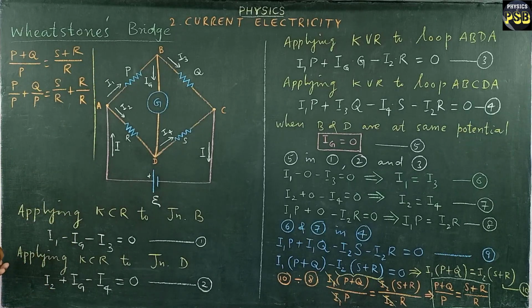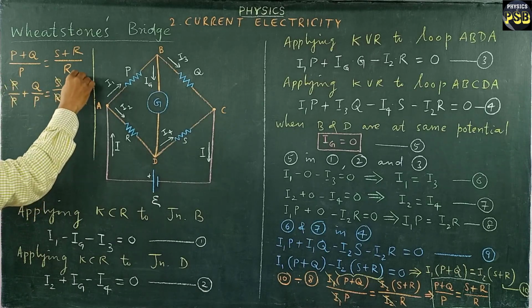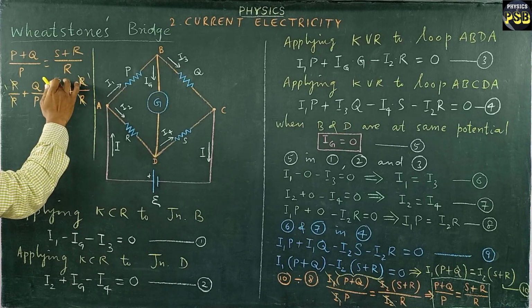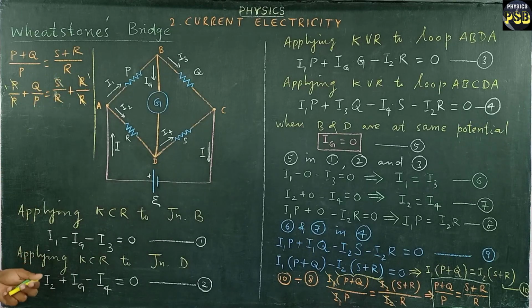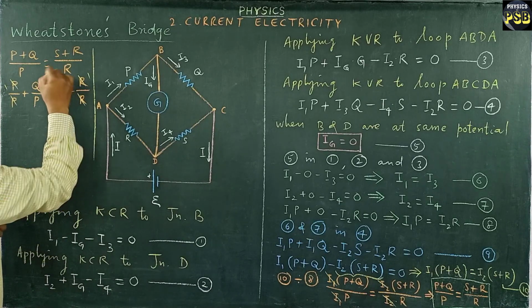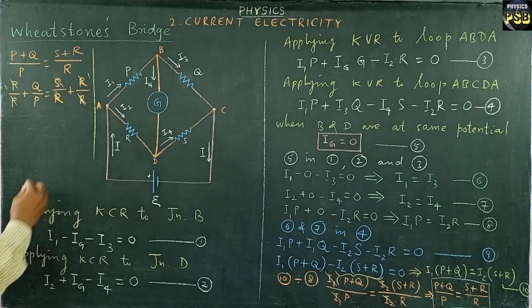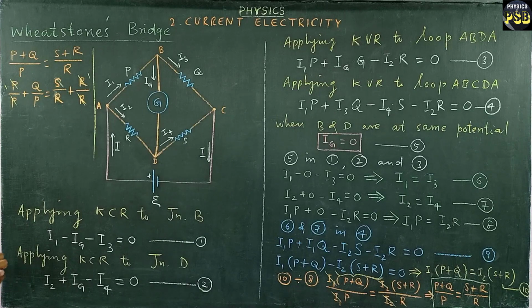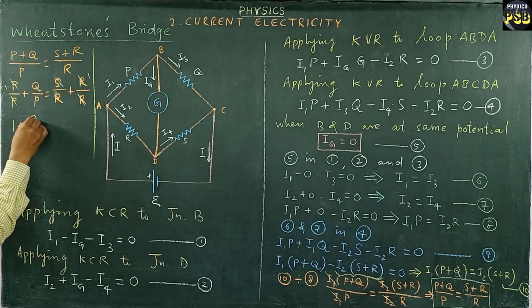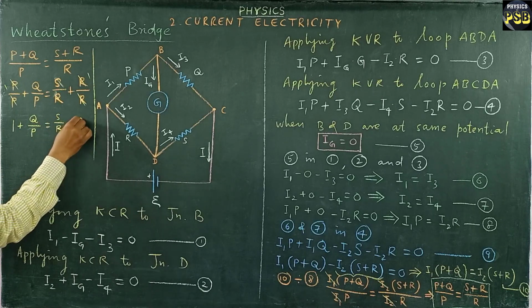So if I do so, these two get cancelled, and what remains is 1. The same thing happened here: 1. It did not get cancelled, it remains as such. Now, when P is divided by P, you get 1. And I write here 1 plus Q upon P beside S upon R plus 1.